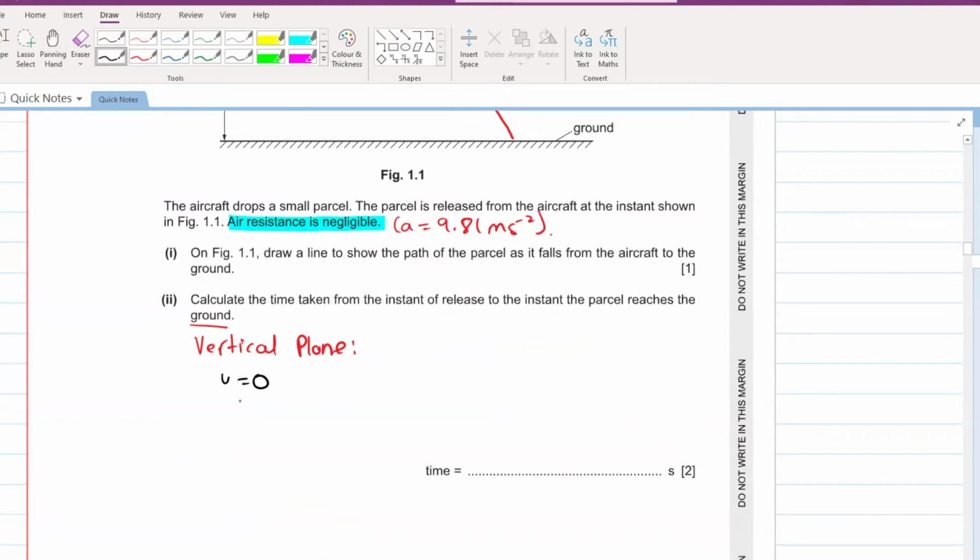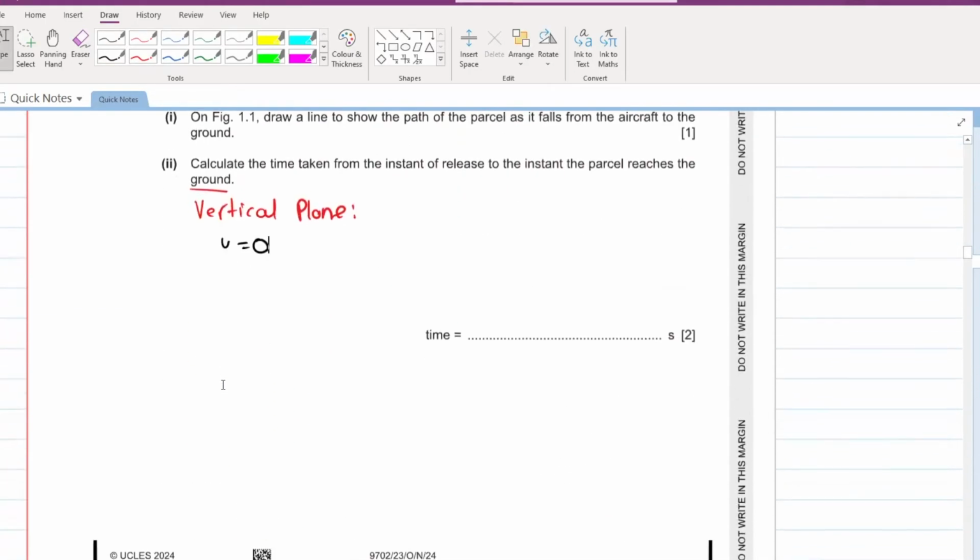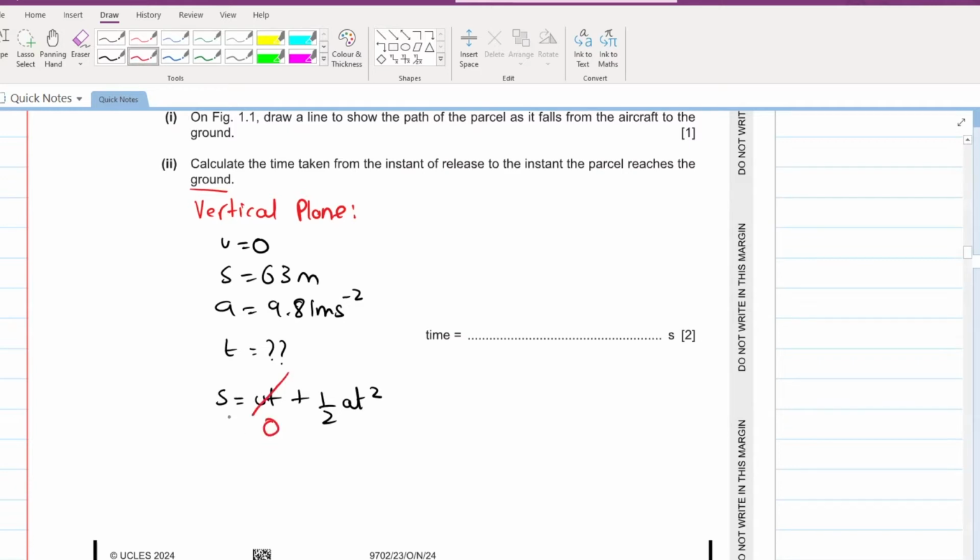Your u is 0. What is the vertical distance that you will fall? 63 meters, so s is 63 meters. Your acceleration is 9.81 ms^-2. Can you calculate the time t? Yes, you can apply this formula: s = ut + half a t squared. Since u is 0, this entire term becomes 0. So 63 equals half into 9.81 into t squared.